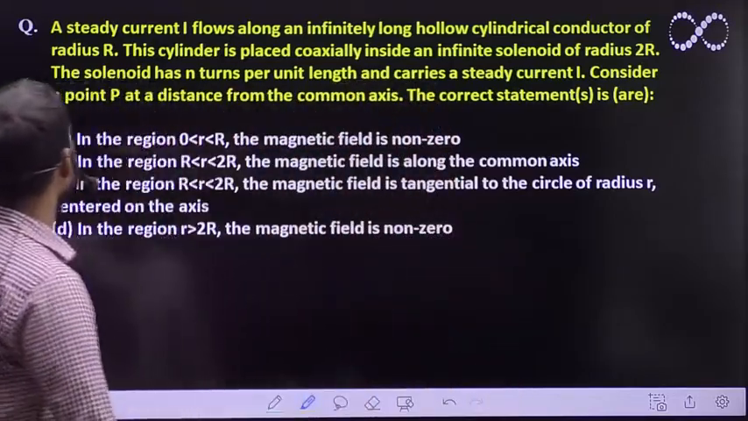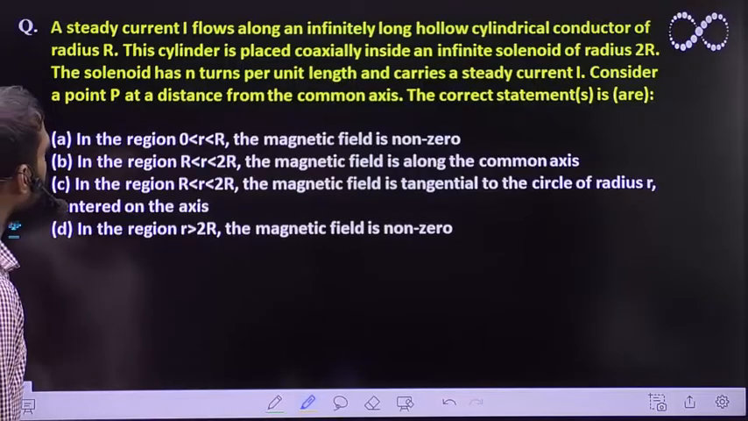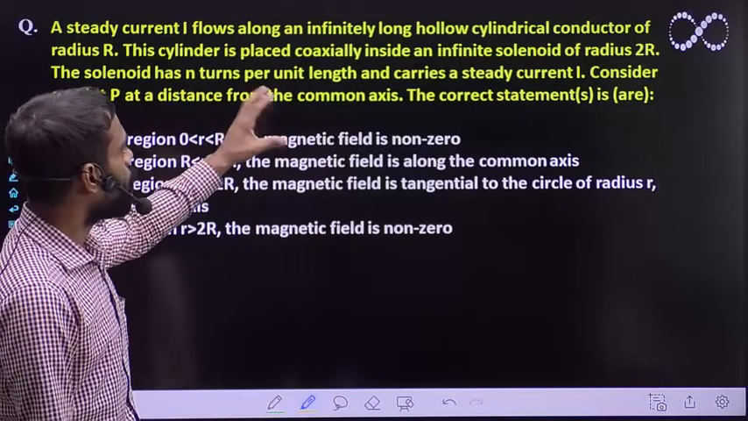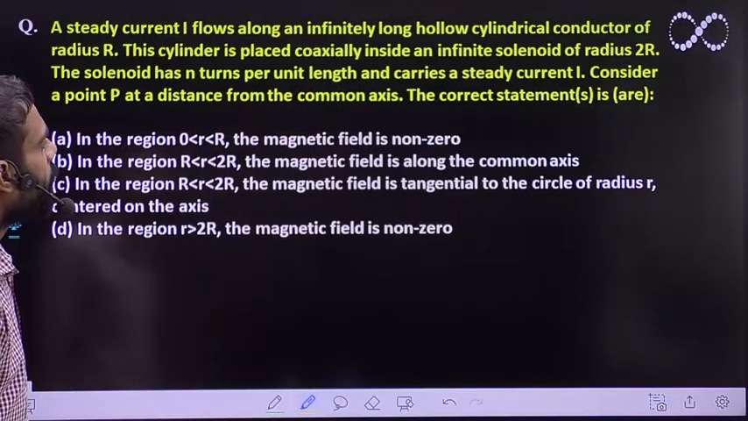Hello students, let's look at a question. In this question, a steady current I flows along an infinitely long hollow cylindrical conductor of radius R. Let us see what is given in the question. This cylinder is placed coaxially inside an infinite solenoid of radius 2R.